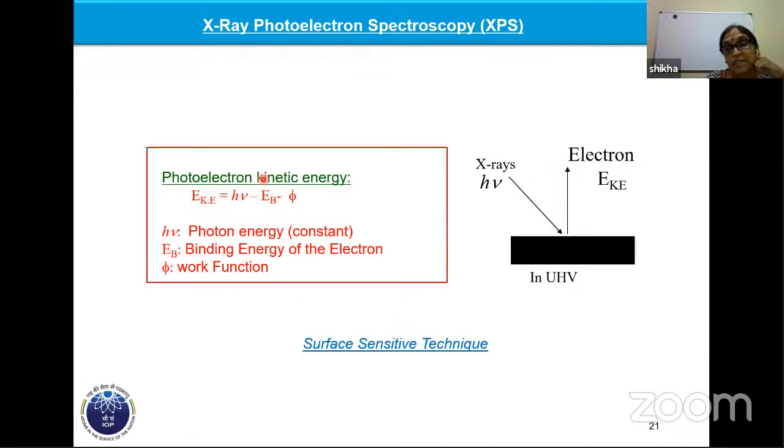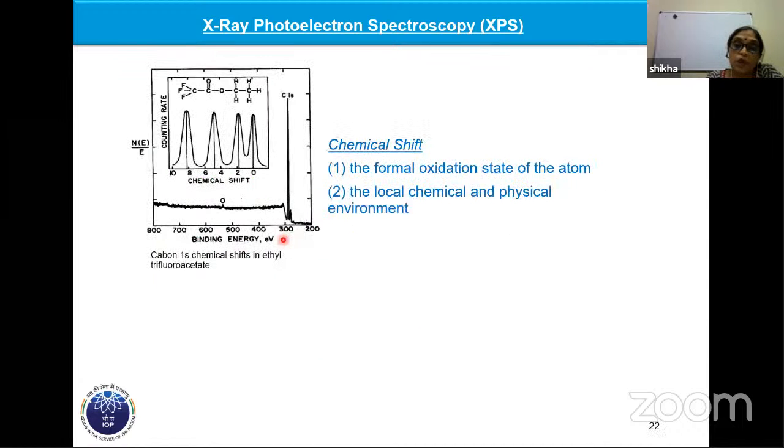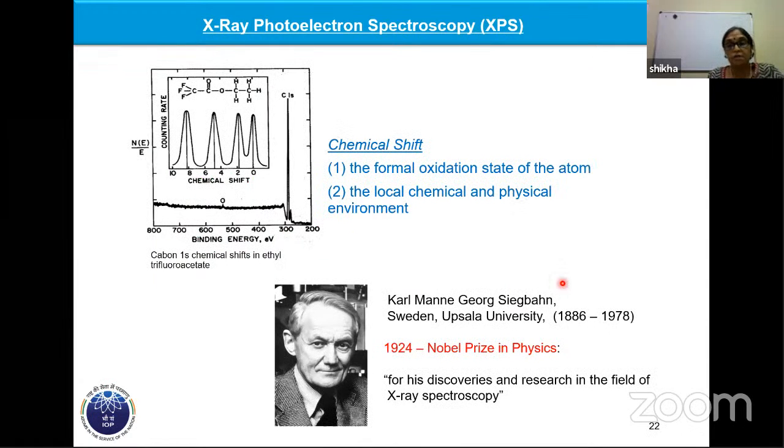And then with this Einstein equation, one can get the binding energy. This kinetic energy depends on the incident photon energy and the work function of the material. Once you know these parameters, one can derive the binding energy, and that gives you information about the chemical species on the surface. For this, Siegbahn got the Nobel Prize in 1981 for his discovery.